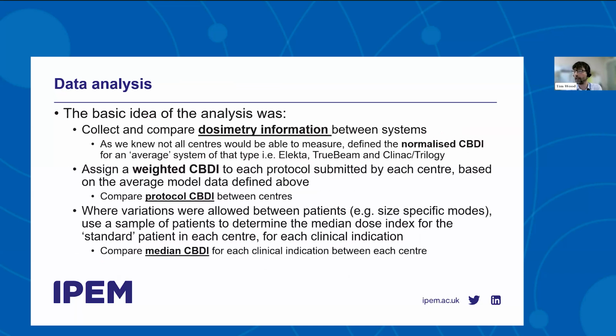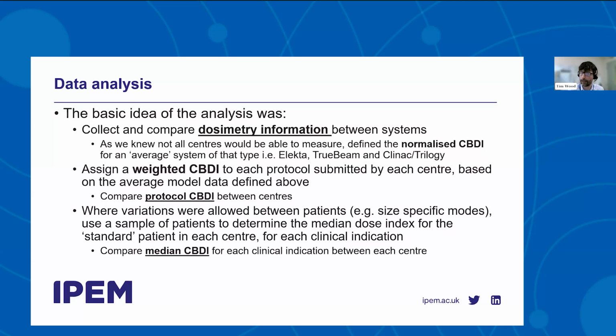We could then use those typical values and assign a weighted CBDI value to each of the protocols that every centre supplied us. So we could say the typical dose for that protocol is this number. And then we can start to compare the different protocols that centres have got set up in their units.